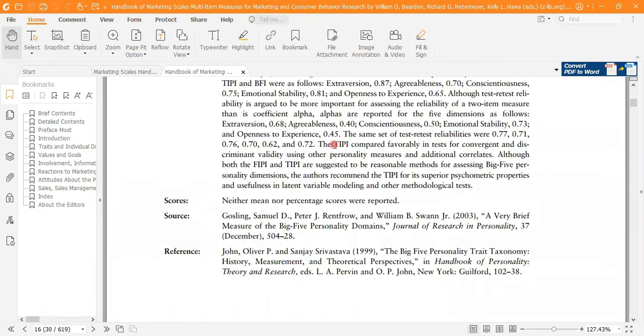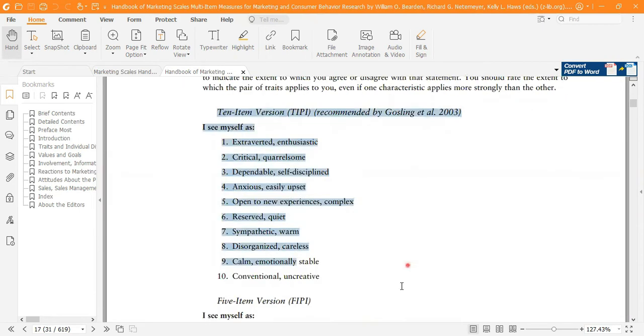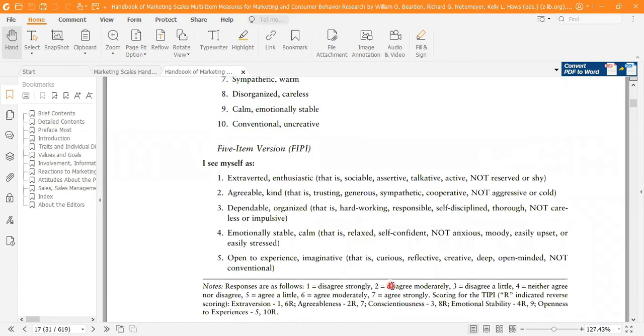And these are the sources, scores, and responses, and these are our items. So now these are the 10-item version scale, and then these are the 5-item version scale. So these are the 5.